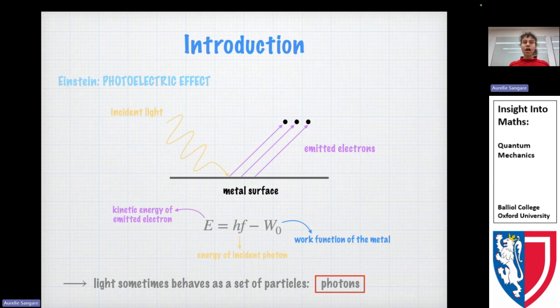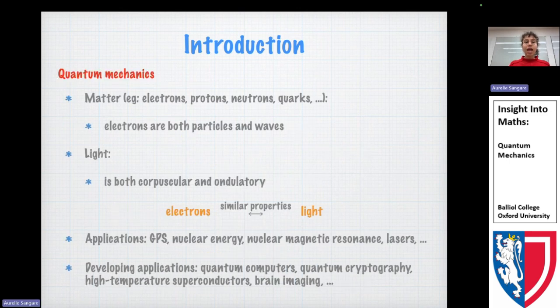And that is the really revolutionary statement that Einstein made, that light sometimes behaves as a set of particles, which he called photons. And so, in quantum mechanics, electrons are both particles and waves. And for the description of light, light is both corpuscular and undulatory. And what was observed is that electrons and light have similar properties.